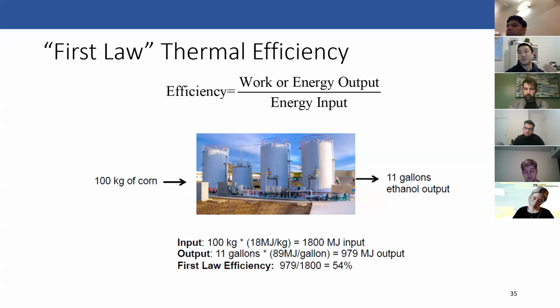And so the energy efficiency of this production process of going from corn to ethanol is about 54%, right? Which is your energy output, 979, divided by your energy input, 1800. So a lot of that energy is lost in the conversion from your corn to ethanol.